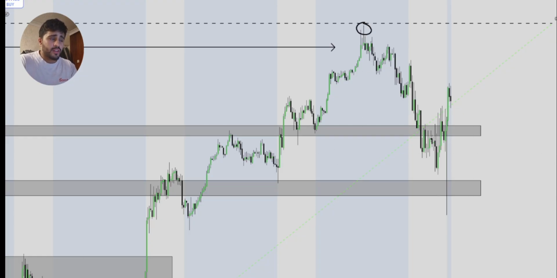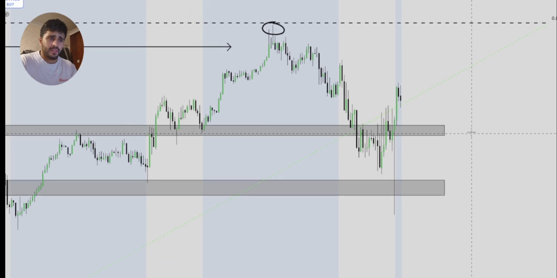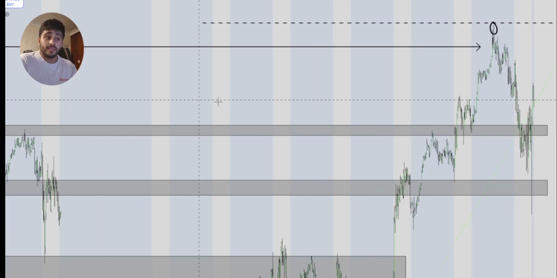So if you're an ES trader, you need to have these levels on your chart. Again, this is 70.04 to 70.09, and this is going to be 69.90 to 69.84. So you need to have these two levels on your chart. I'm going to break down why you needed these levels.